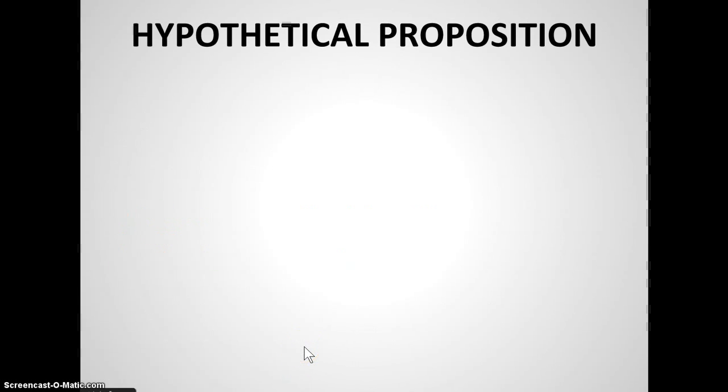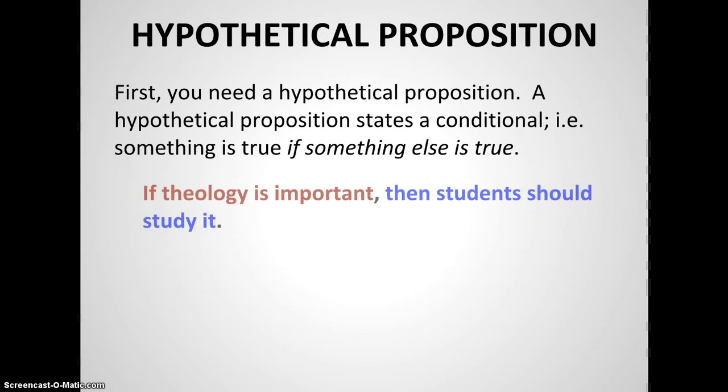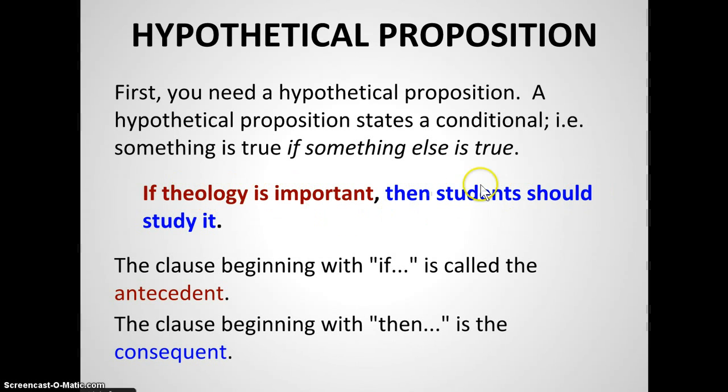So let's look then at hypothetical syllogisms. And at the heart of a hypothetical syllogism is a hypothetical proposition, which is simply stating a hypothetical or a conditional. If something is true, then something else is true. So look at this hypothetical proposition: if theology is important, then students should study it. Now, there are two parts to a hypothetical proposition, which you must know. The first part here is called the antecedent, and the second part in blue here is called the consequent. Now, there are other names for those things, but we're going to stick with the common names, the antecedent and the consequent.